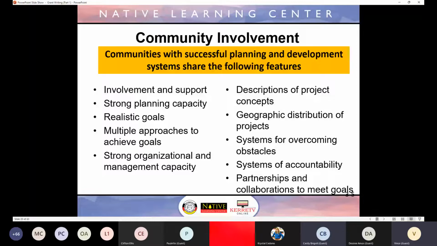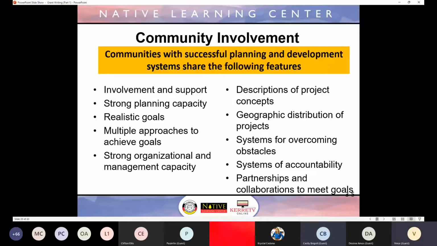Maybe some of those partnerships are already established, and then maybe that's something the community can share. If not, then that might be something that the grant writer or the grant writing team has to work on to establish those partnerships.